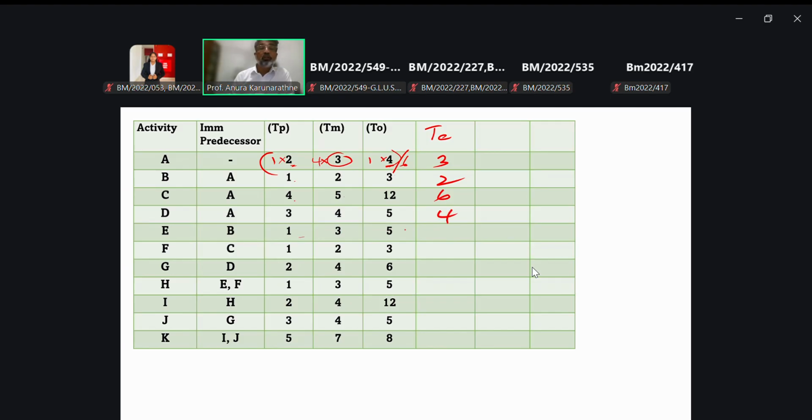This is 1, 3, 5. This is 3. 1, 2, 3. This becomes 2. 2, 4, 6. This becomes 4. So after calculating, right? Then 3. This is 4 into 4, that is 16. 16 plus 14, that is 30. Divided by 6, that is 5. Here 3, 4, 5, that is 4. 5, 7, 8. This is 7 into 4, that is 28.